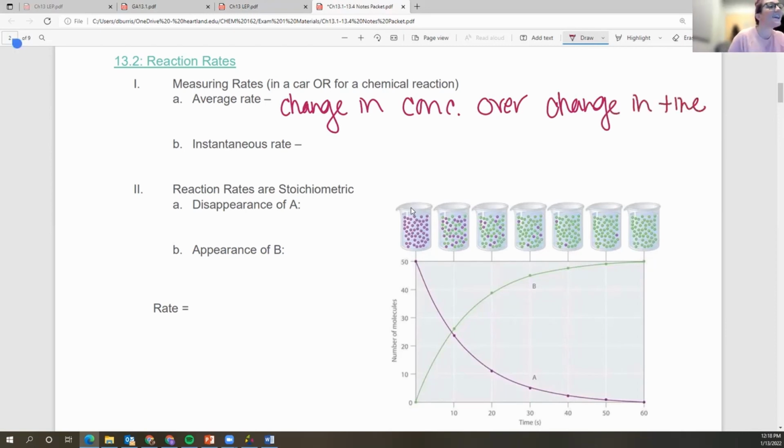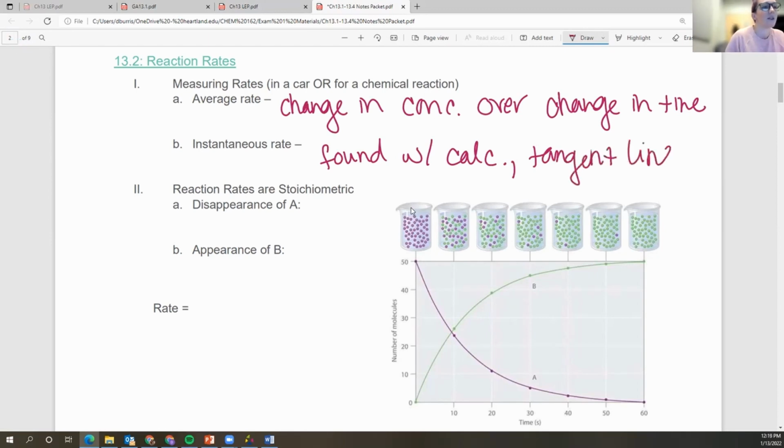Okay, whereas the instantaneous rate is really found using calculus, right? Found with calculus. It has to do with the tangent line at a specific instance, right? You look at tangent lines. Now, I'm not going to make you guys do the calculus, but you should be able to draw a tangent line to tell me what the instantaneous rate would be.